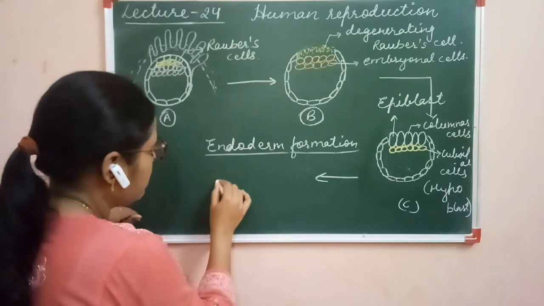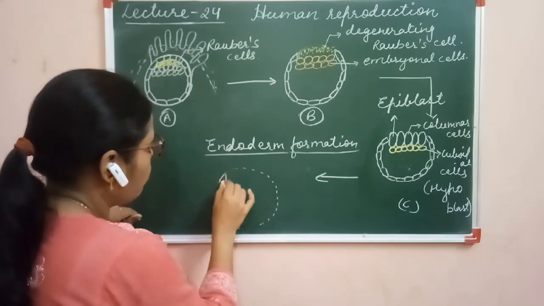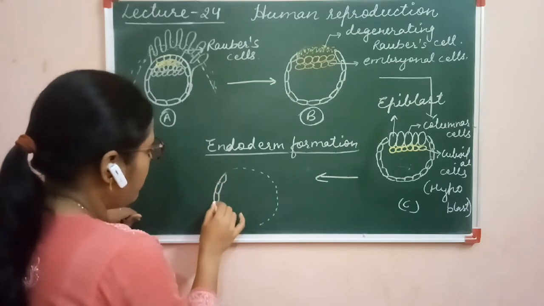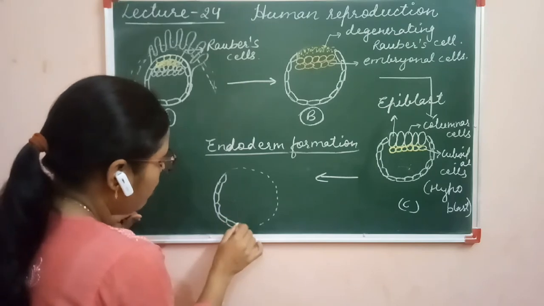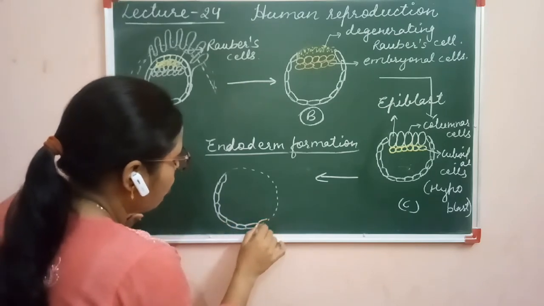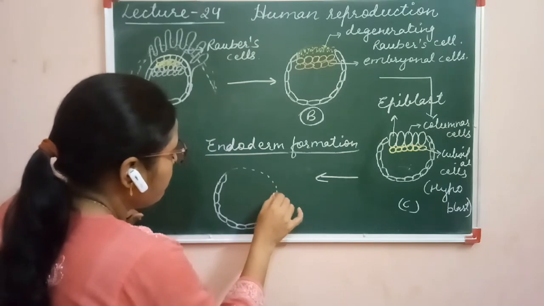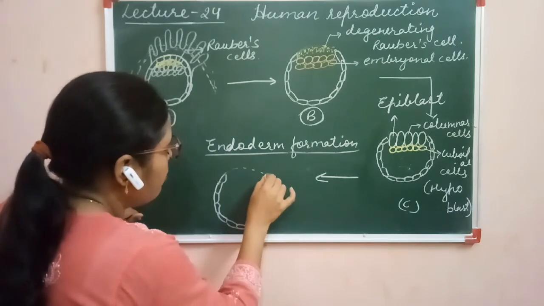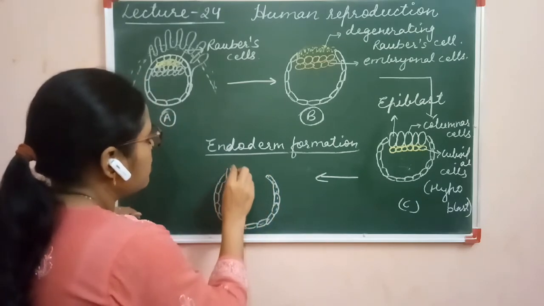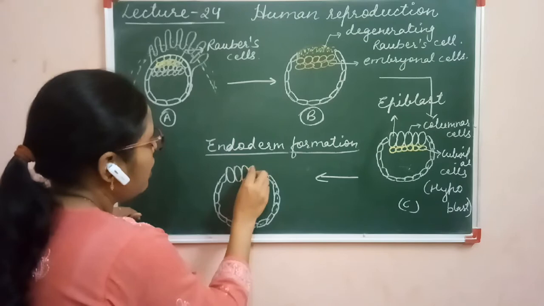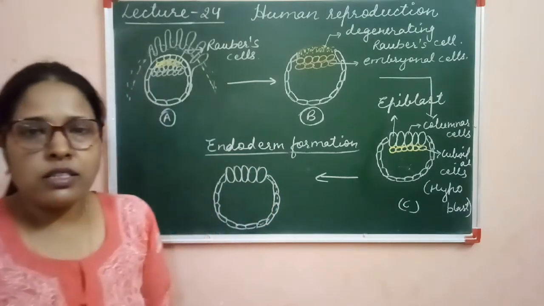Now how is the formation of endoderm going to take place? This is the embryo. Clear? This is the trophoblast which remains in contact. So this is the layer of trophoblast, also called trophoectoderm. Here I am drawing only the layer of epiblast. These are the bigger cells which are called epiblast.